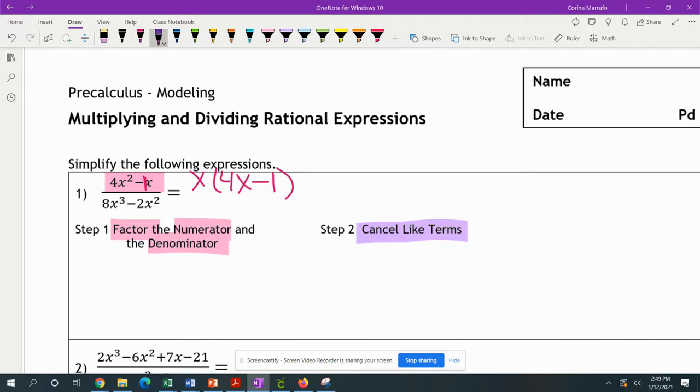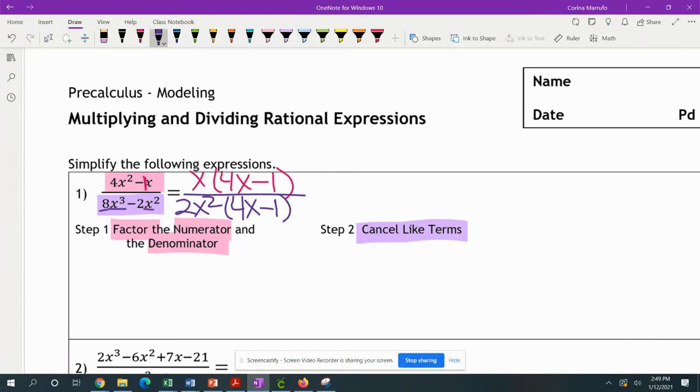Okay, on the bottom here we have 8x to the third power minus 2x squared. We're going to go ahead and factor it, so a 2 and an x squared is what we can take out. Well, 2 times 4 is going to give me this 8. And if I took out an x squared, I'm left over with just one x here. Minus 2 times 1 gives me 2. And then I took out this x squared, so I don't have anything left.